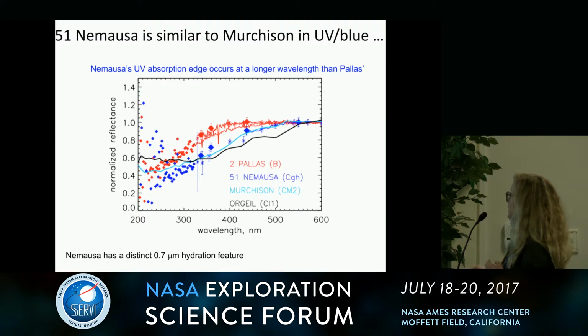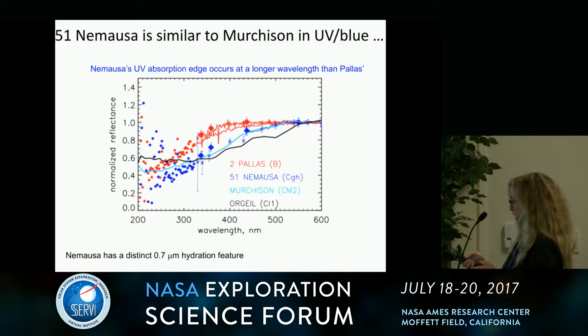And interestingly, though, when we look at Murchison and Orgueil, now in black and cyan, and compare them to Pallas and Nemausa, Nemausa actually looks a lot like the chondrites. It drops off, as we mentioned already before, at a much longer wavelength than the other asteroids.